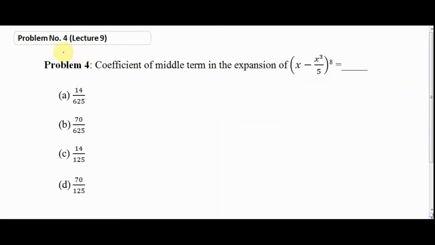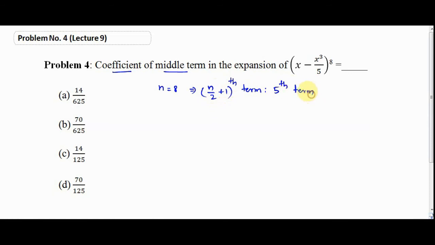Now let's revisit one problem we discussed in lecture 9. The coefficient of the middle term in the expansion of (x minus x cube by 5) whole raised to 8 is equal to. We are asked to calculate the coefficient of the middle term in the expansion of (x minus x cube by 5) whole raised to 8. So here the value of n is 8. So this implies that the middle term will be the (n by 2 plus 1)th term, that is 8 by 2, 4, plus 1, so the 5th term will be the middle term.